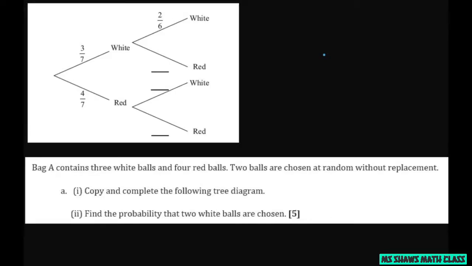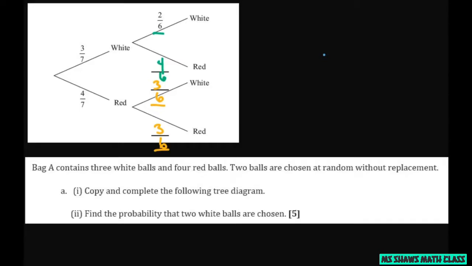It's without replacement, so if we draw another white, our denominator goes down 1 and we only have 2 white. For red, we still have only 6, but this will be 4. And remember, these two numbers here have to add up to 1. Now for the red, you have 4 sevenths, and without replacement, when you choose white, that's going to be 3 out of 6. And so the red also has to be 3 out of 6, because these are 1/2s. They all equal 1.